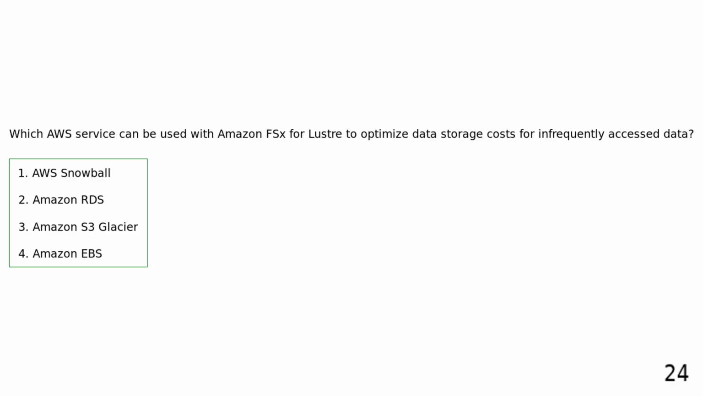Which AWS service can be used with Amazon FSx for Lustre to optimize data storage costs for infrequently accessed data? AWS Snowball, Amazon RDS, Amazon S3 Glacier, Amazon EBS. Amazon FSx for Lustre can be integrated with Amazon S3 Glacier for cost-effective storage of infrequently accessed data.